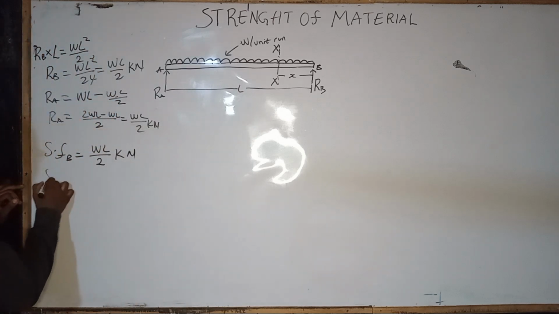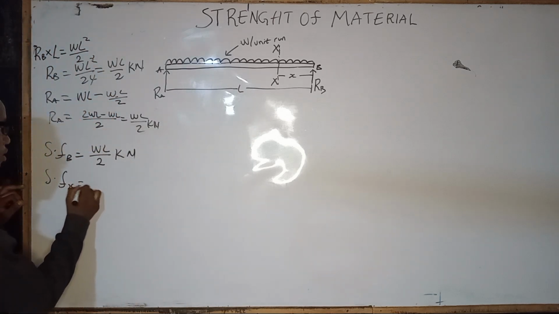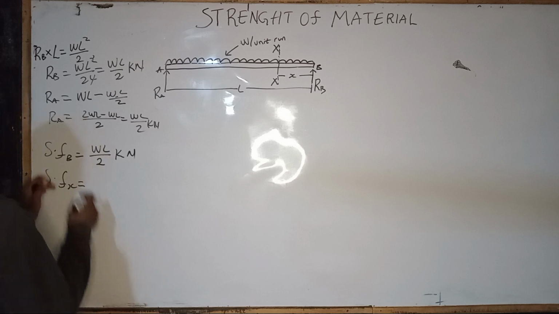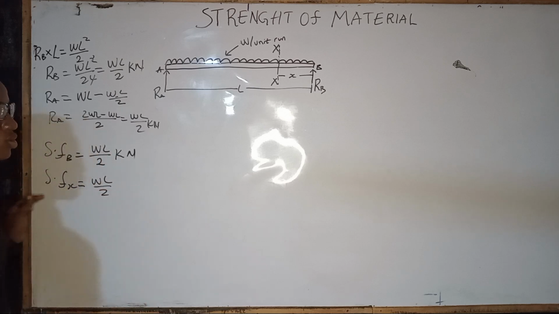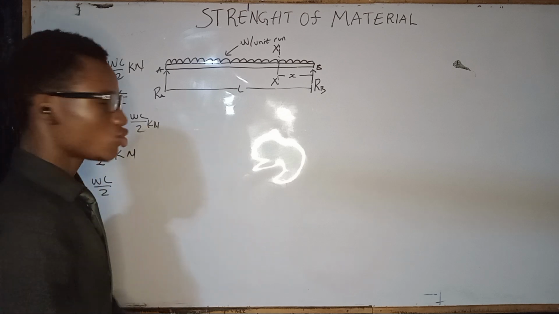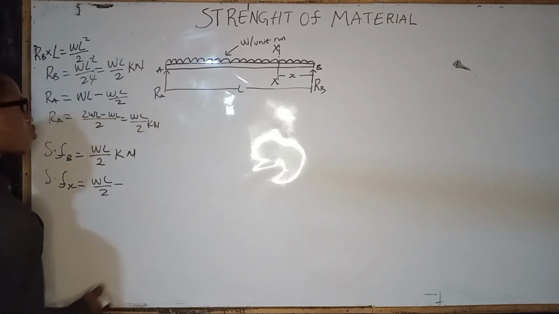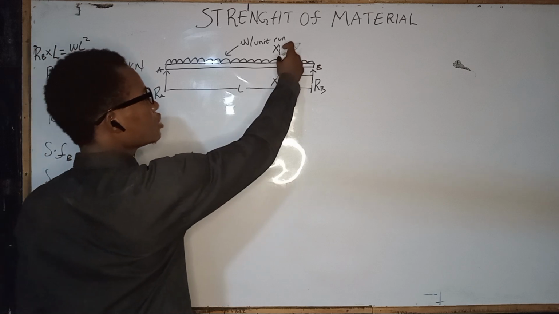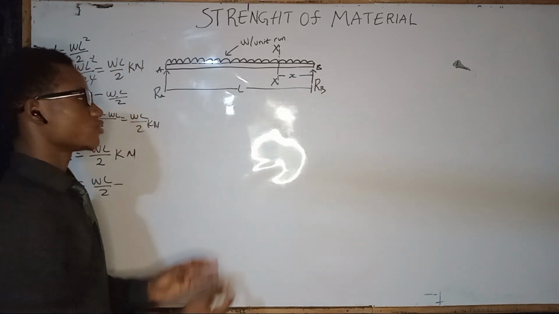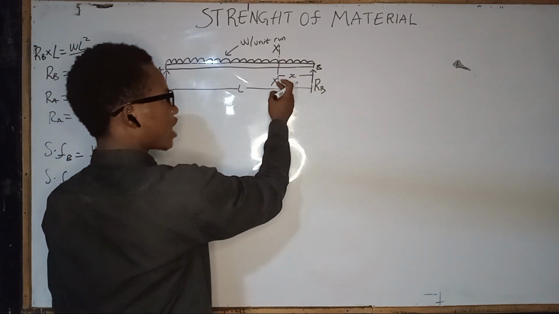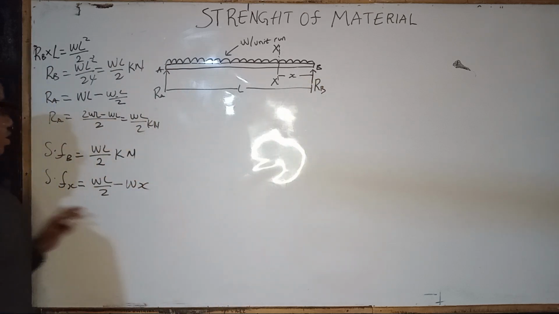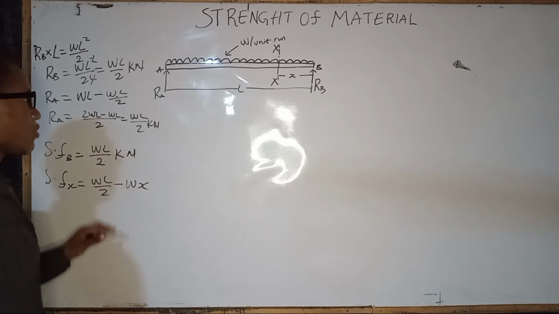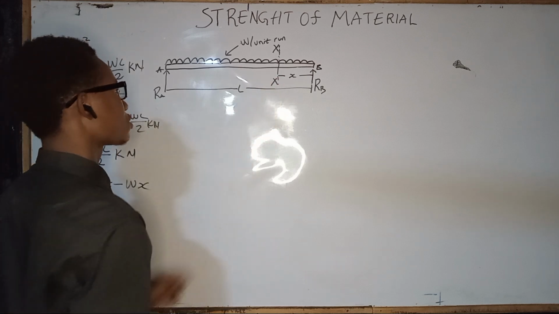Our shearing force at point X would be equal to the reaction at B, which is WL over 2, positive because it is pointing upward, minus the shearing force from the uniformly distributed load. That is the load times the distance, which is W times X, which is WX. That is our shearing force at point X.